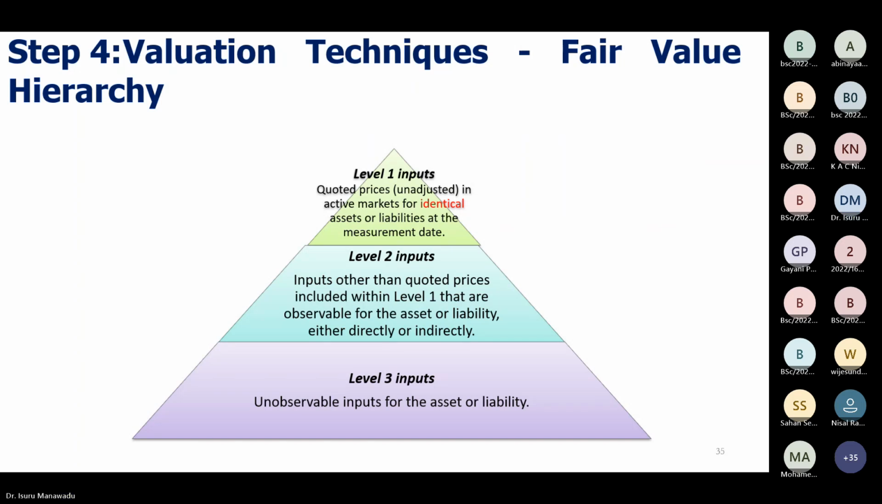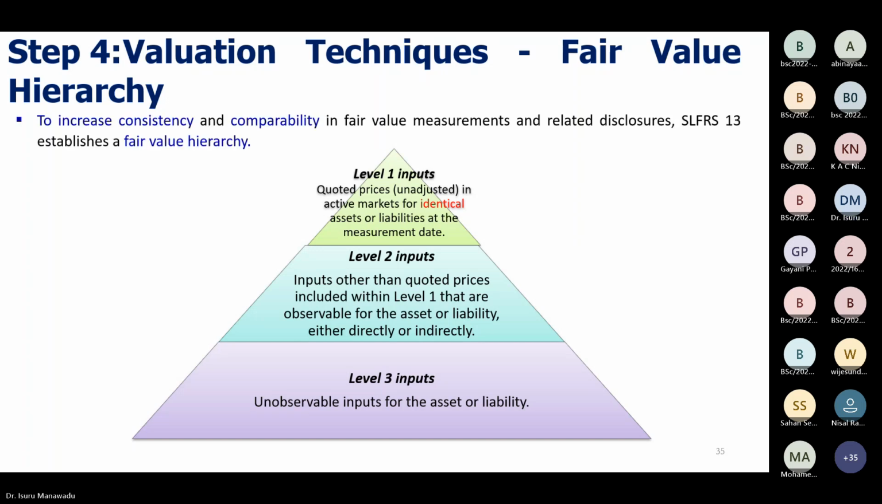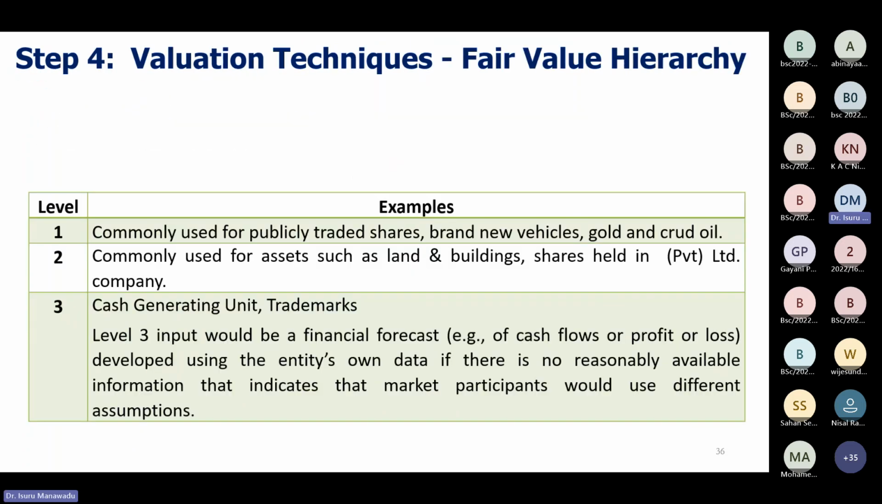So look at this. Quoted prices unadjusted in active markets for identical assets or liabilities at the measurement date, that is input 1 or level 1. Level 2 inputs are inputs other than quoted prices included within level 1 that are observable for the asset or liability either directly or indirectly. We don't have quoted prices, so it's level 2. Level 3 is unobservable inputs for the asset or liability. Level 3 is unobservable, so we need to estimate. Right. Some examples are given for level 1, level 2, level 3. You can have a look.